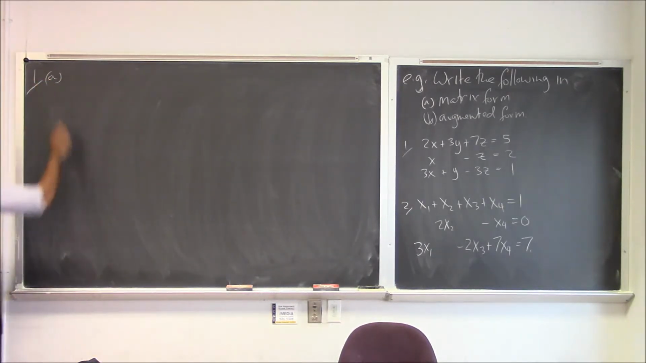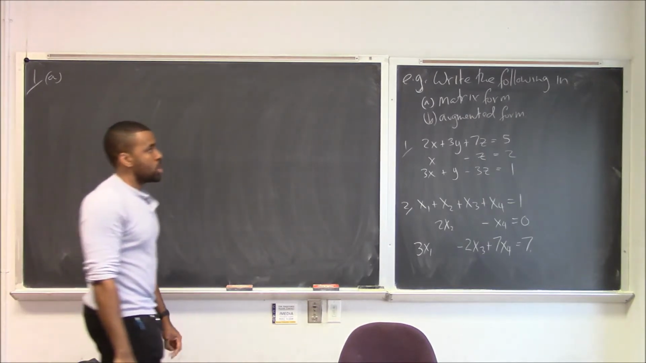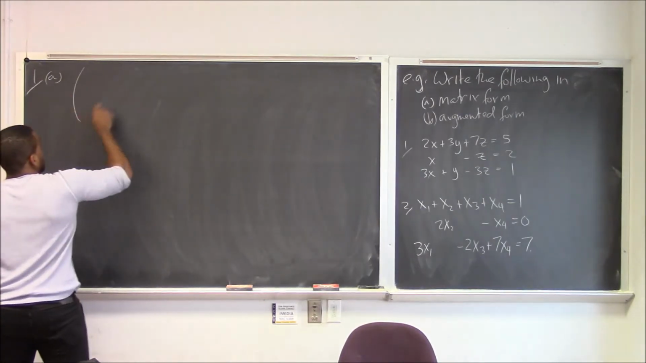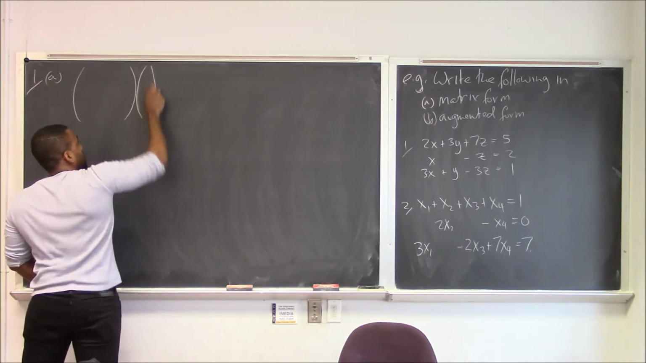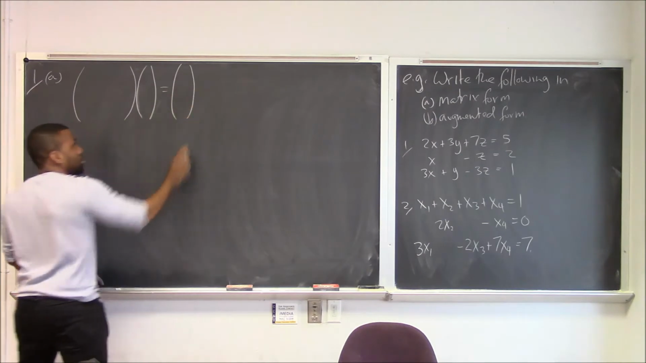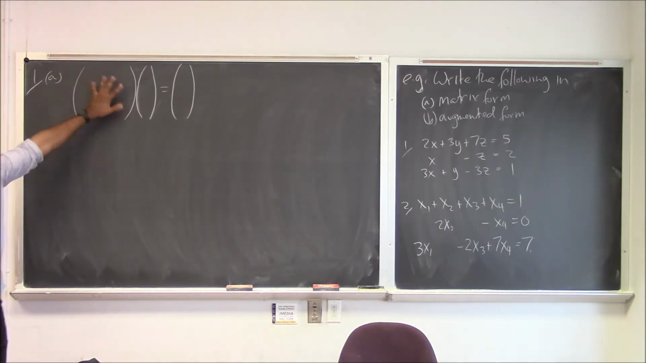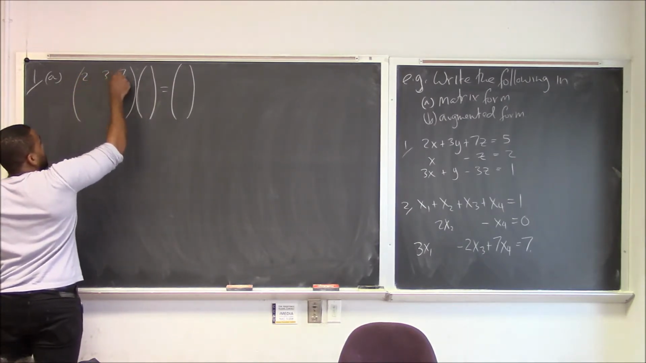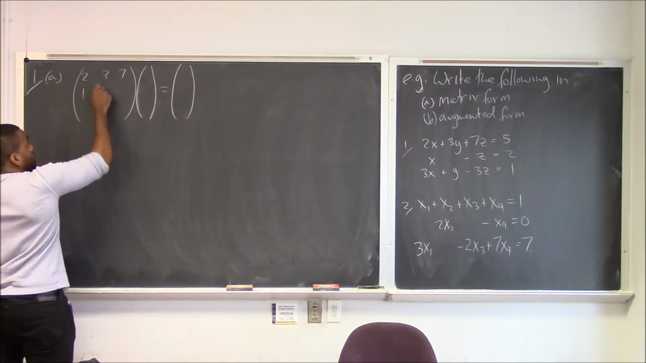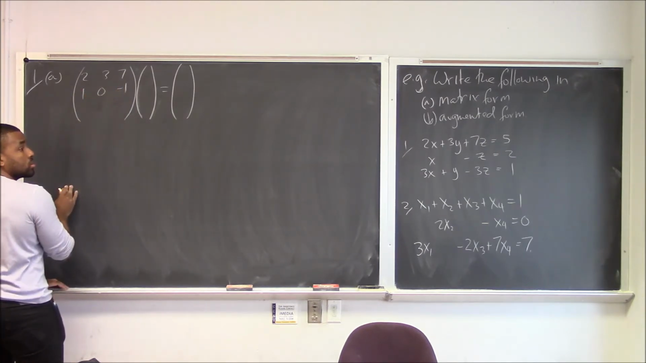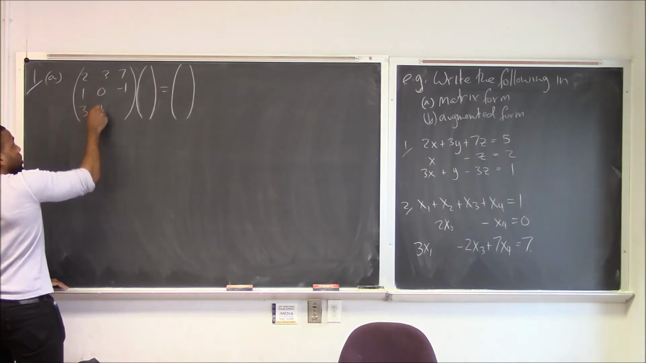One, A. Okay, matrix form. What would it look like? Matrices like that. Tell me what's written here. 2, 3, 7 in the top row. The next row is 1, 0, negative 1. Then 3, 1, negative 3.